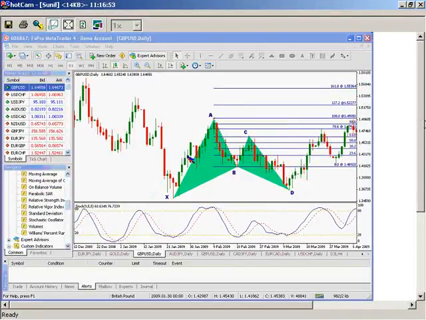Now it may not work all the time. As I've often said, in trading, nothing really works 100% of the time. But believe me, the kind of success or the kind of ratios that we get with the harmonic patterns are almost to the tune of about 70 to 80%. So out of every 10 trades, 7 to 8 trades work out correct, which is phenomenal odds for a trader.